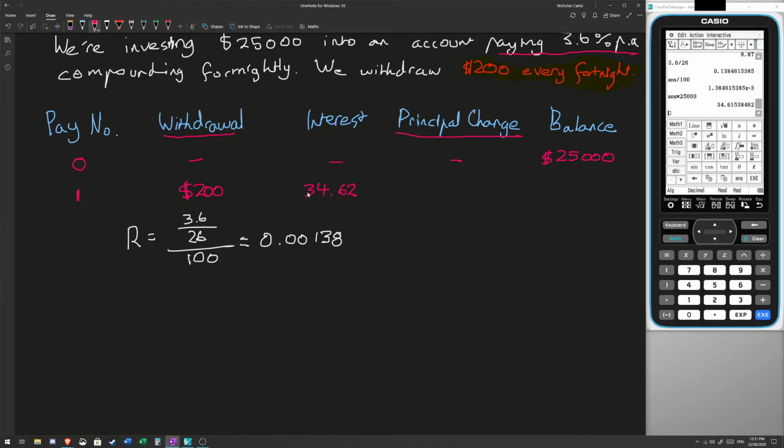Now, amortization tables. If they say principal change, they are talking about positive means our balance is going to go up, negative, our balance is going to go down. And this is where it all comes down to how we understand the question. Okay? So withdrawing, our balance is going down. Our interest, I'll draw it as a graph again.